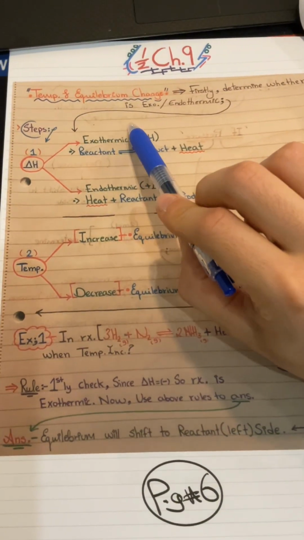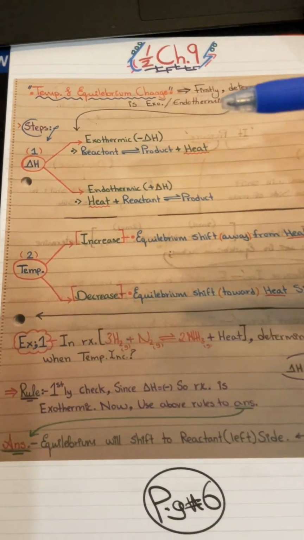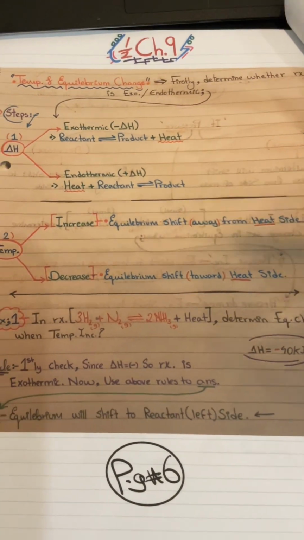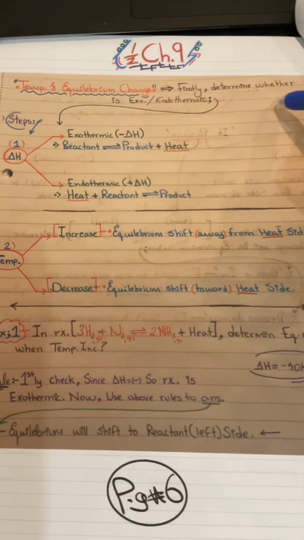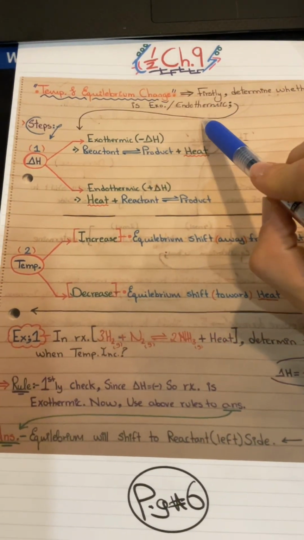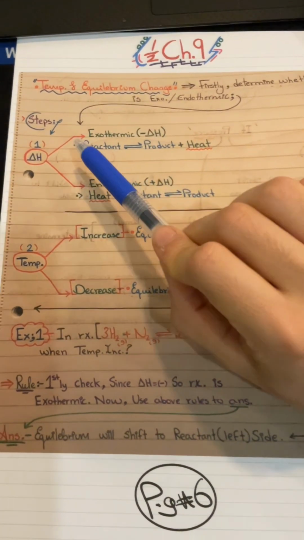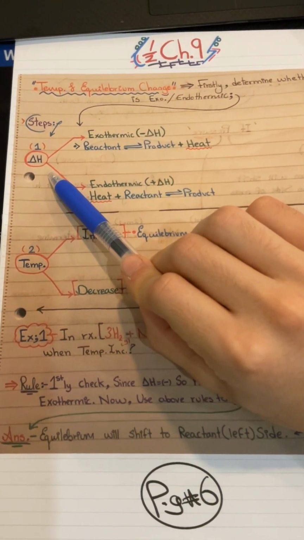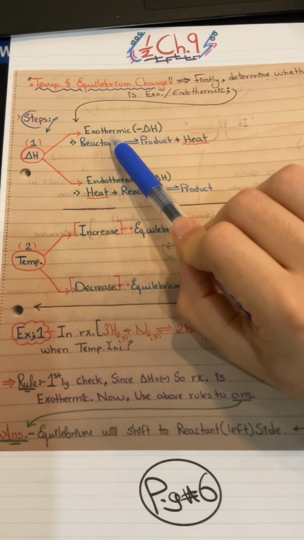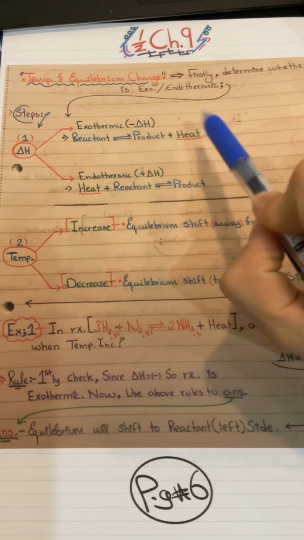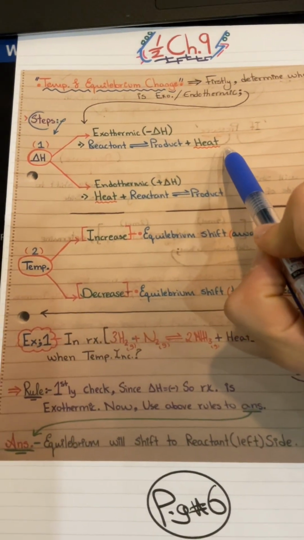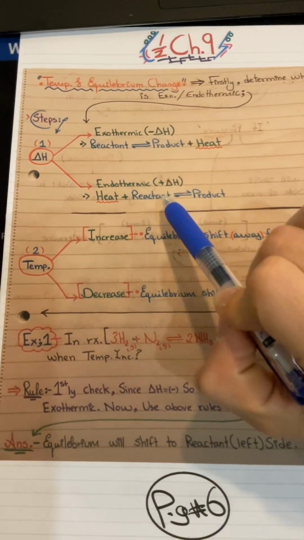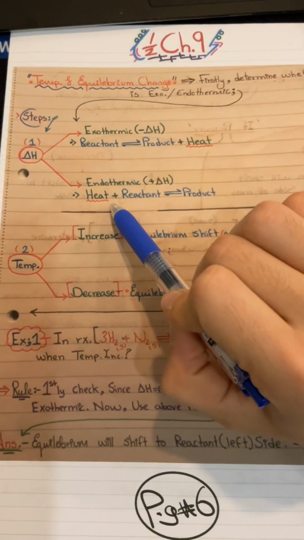Temperature and equilibrium change. So when you're looking at equilibrium change from a temperature perspective, the first thing I want you to do is determine whether this reaction is an exothermic or an endothermic reaction. So step 1, identify the delta, or change in enthalpy. If the enthalpy change is exothermic, negative, then the heat is produced on the product side. If the enthalpy change is positive, heat is produced on the reactant side.